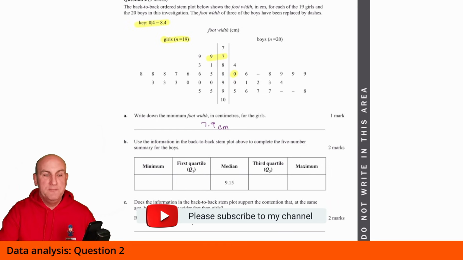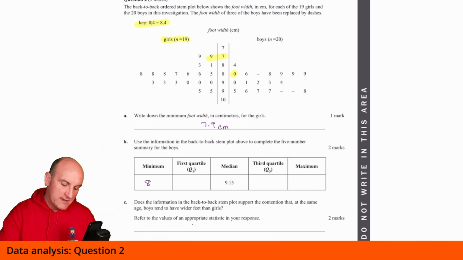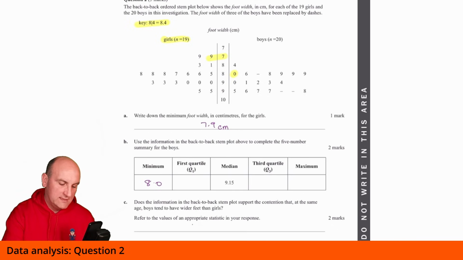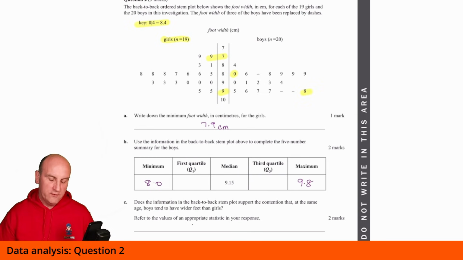But anyway, so my minimum there, I'm going to read off because we want the boys' information as 8.0. So I'm going to write there my minimum as 8.0. But as I say, I'm fairly sure 8.4 would have been accepted. My maximum value is going to be read off as 9.8. So there's my 9.8. Right, where do I find? They gave me the median.